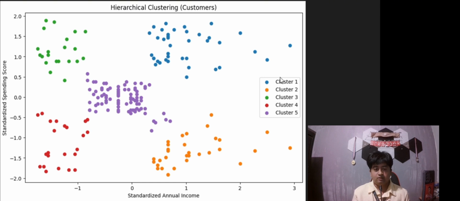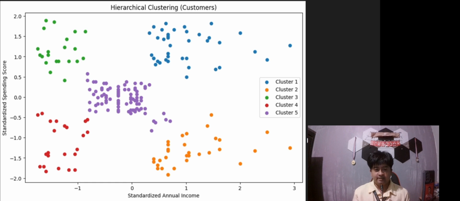Cluster 1, the color blue. These customers have both relatively high annual income and high spending scores. They might represent a group of affluent, high spending customers. Cluster 2, color orange. This group has moderate annual income but relatively low spending scores, indicating that they might be more conservative in their spending behavior despite a decent income level.